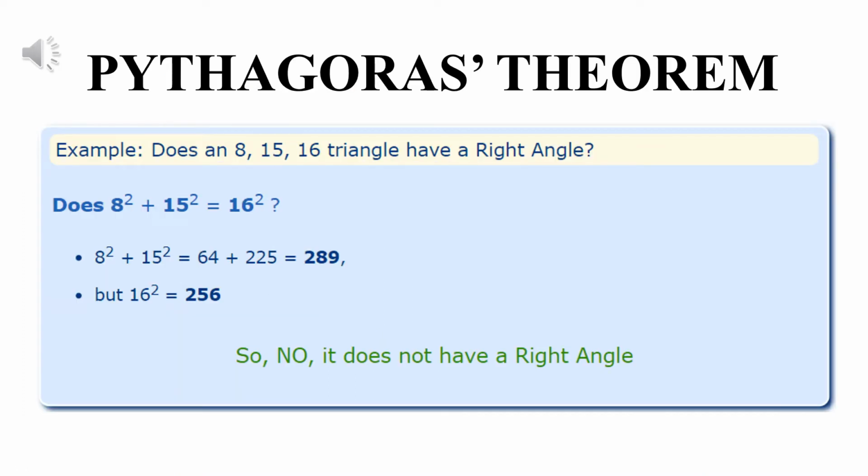Example, does an 8, 15, 16 triangle have a right angle? Thus, 8 squared plus 15 squared is equal to 16 squared. 8 squared plus 15 squared is equal to 64 plus 225 is equal to 289. But 16 squared is equal to 256. So, no, it does not have a right angle.